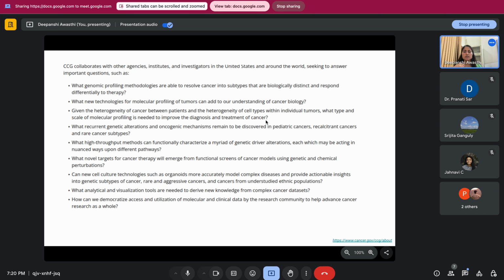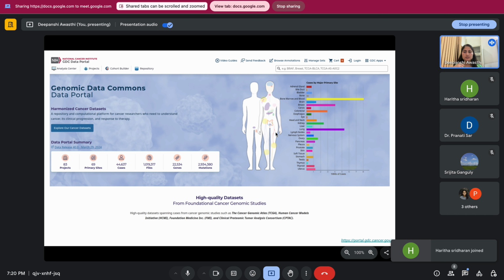So to sum up, these are all the questions of the CGC mission, and they are trying to answer everything. They have not met all these questions, but their aim is to answer them. So now let's move to the GDC, the Genomic Data Commons. This is the data portal which you will see when you click on access TCGA data on the previous portal. And in the previous session I showed you that there are 83 projects. These are the primary sites from where they have collected the samples and analyzed them.